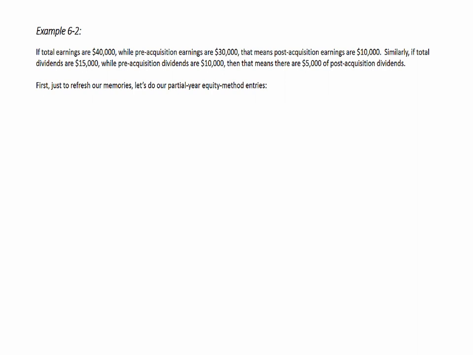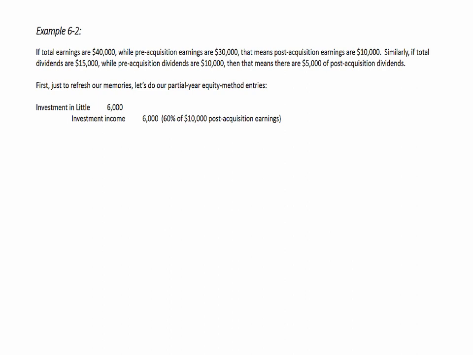So if total earnings are $40,000 while pre-acquisition earnings were $30,000, that means that the post-acquisition earnings were $10,000. Similarly, if total dividends are $15,000 while the pre-acquisition dividends were $10,000, that means there was $5,000 of additional dividends post-acquisition. Now first, just to refresh our memories, let's go ahead and do our equity method entries for this first partial year of ownership.